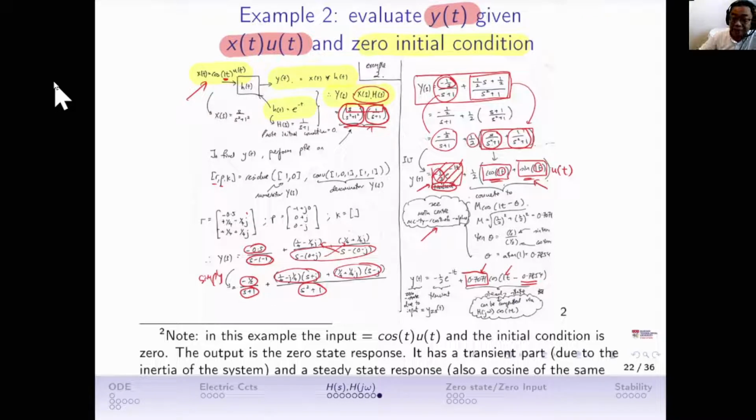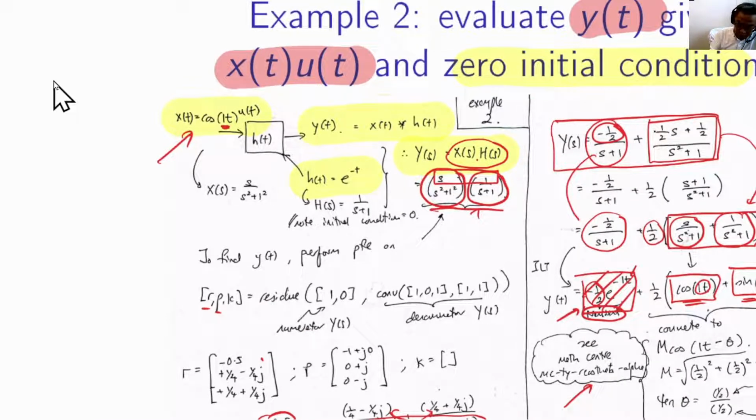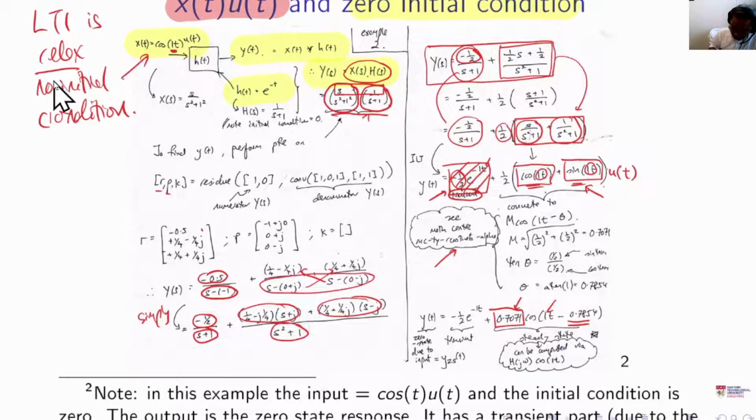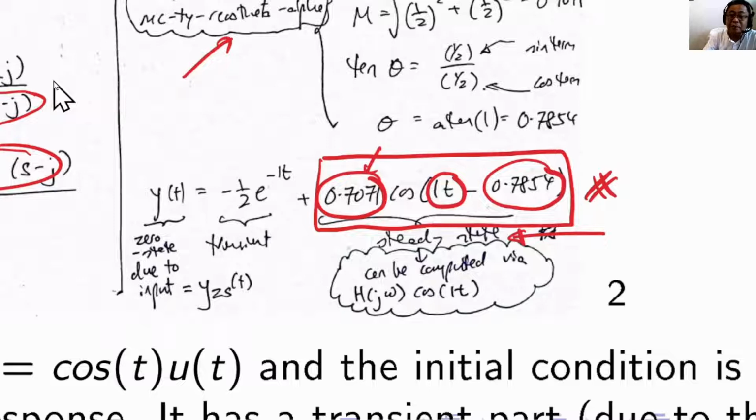So in summary, in this slide, what we did was we took a cosine of unit step and sent it to the LTI system. Now, there are a few things that you need to take note of. The LTI system is relaxed. There is no initial condition in this question. The output has two parts. It is a cosine that has the same frequency as the input, but now has a changed magnitude and a phase shift. This is called the steady state response, because this cosine will last as long as the input lasts.